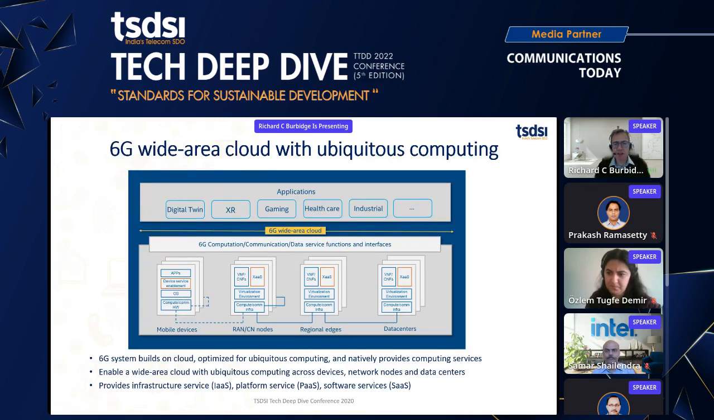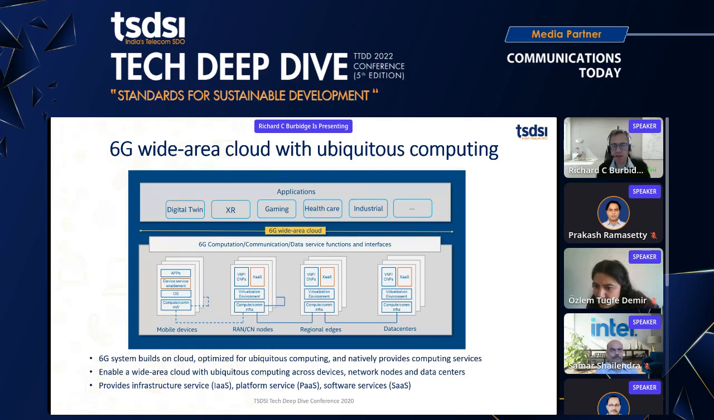So in the previous slide, we talked about transforming the 5G system into a 6G system that natively provides computing services as well as communication services. In this slide, I'm showing that same 6G system, but alongside also the more traditional centralized data centers and regional edge data centers. All of these will have computing resources available and may offer computing services. And they all become part of one cloud.